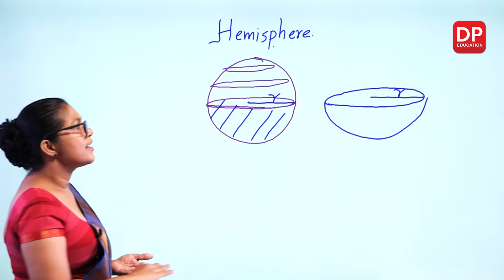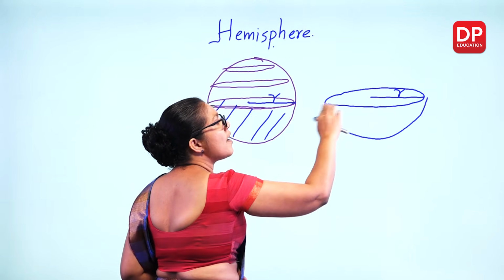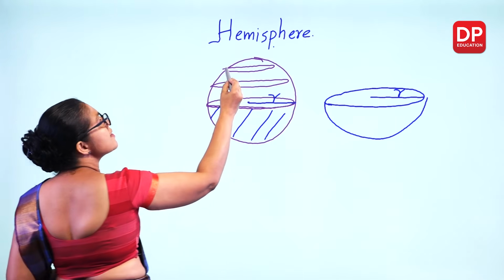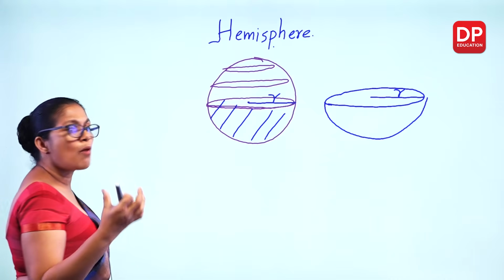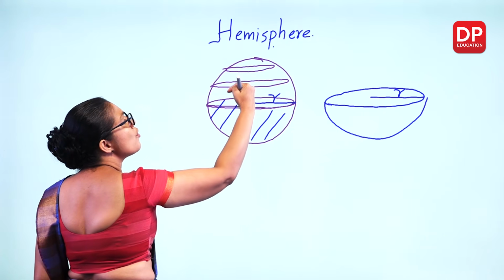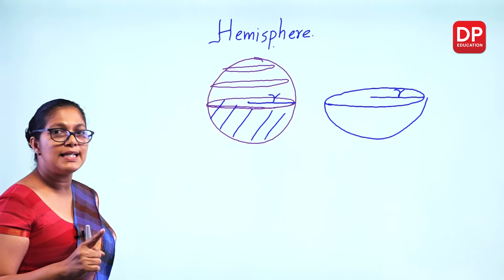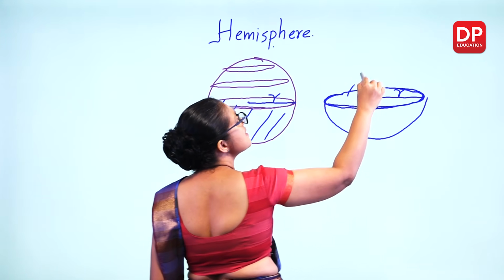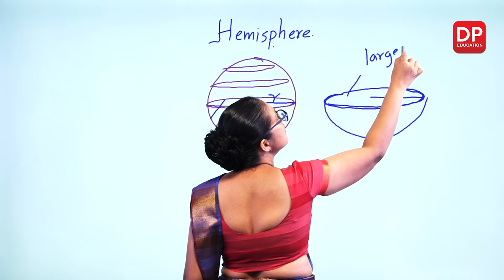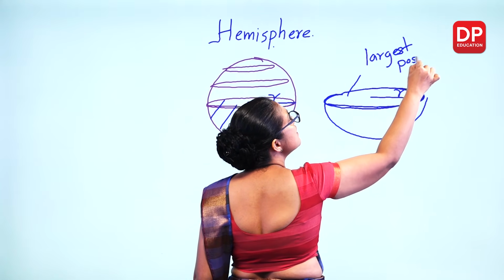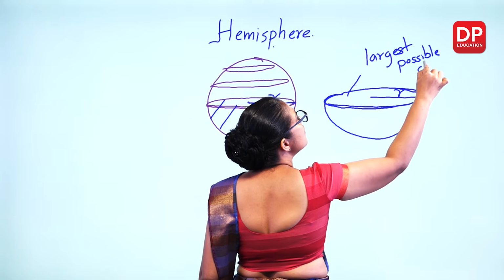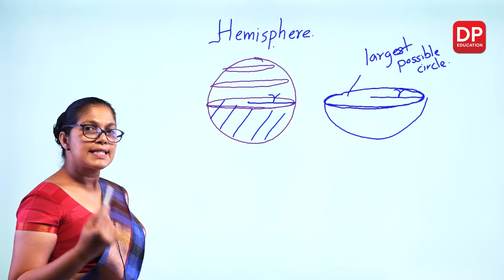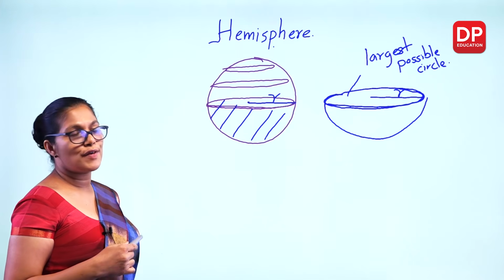So make sure that if it's a solid one, you have to think about the area of a circle as well. Now, when you cut somewhere here, the circle is smaller than this one. So when you go down and come to the middle, this circle is the largest possible circle that you can cut from the sphere. Now we'll try to find the surface area of the hemisphere.